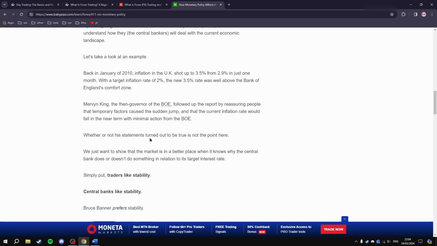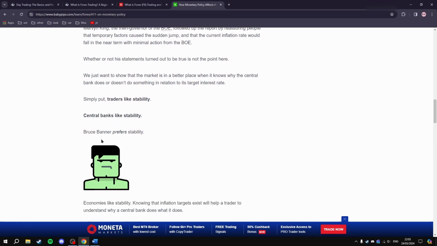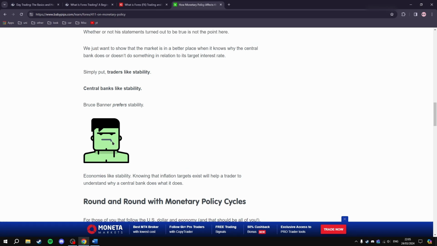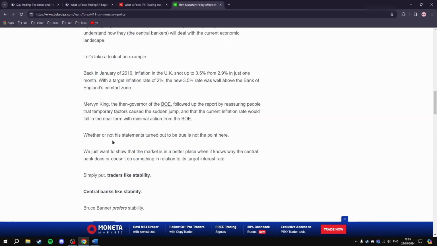Whether or not his statement turned out to be true is not the point here. We just want to show that the market is in a better place when it knows why the central bank does or doesn't do something in relation to its target interest rate. Simply put, traders like stability, central banks like stability. Bruce Banner prefers stability. Economies like stability. Knowing that inflation targets exist will help a trader to understand why a central bank does what it does.